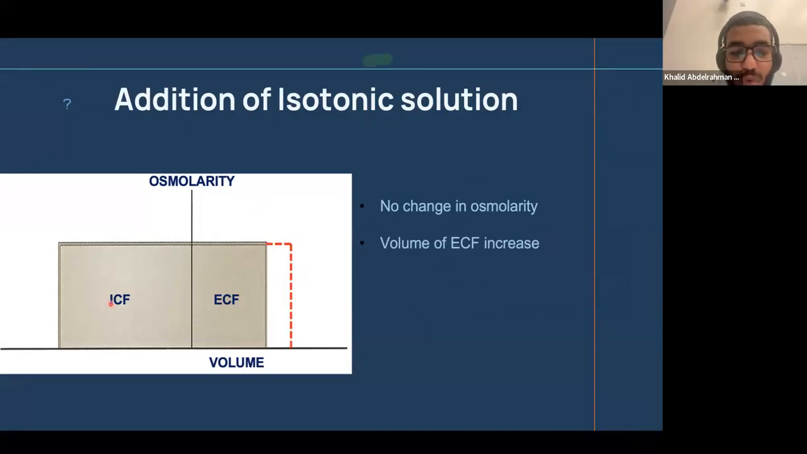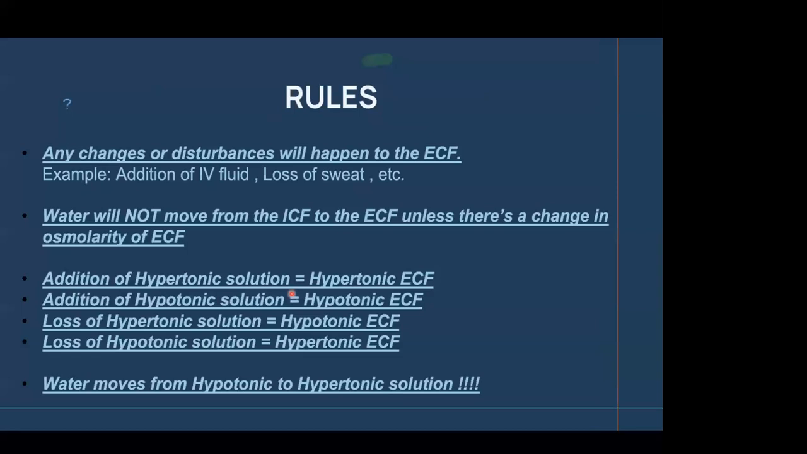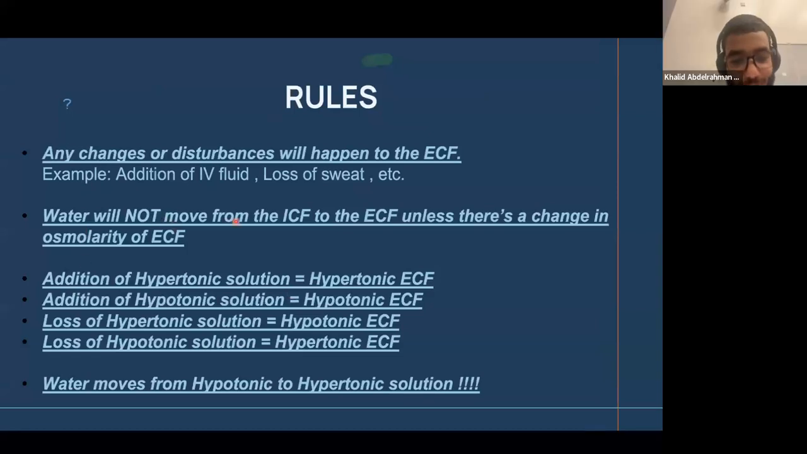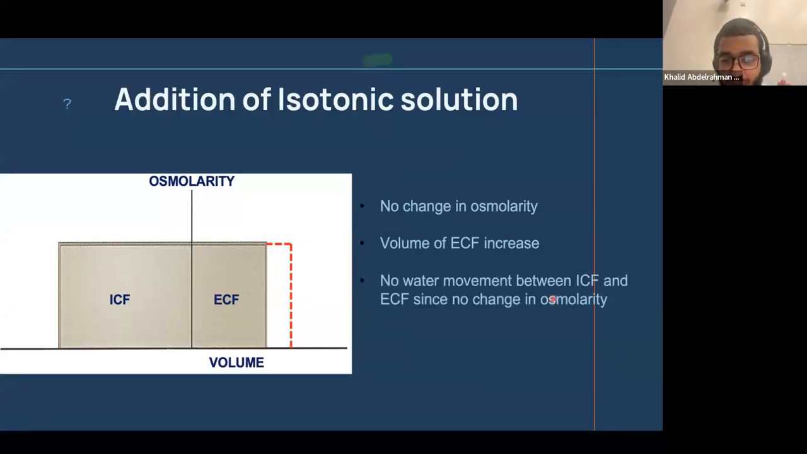And why is there no movement of water from ECF to ICF? You're adding fluid, but osmolarity stays the same. Go back to the rule: water will not move unless there's a change in osmolarity. Since there's no change in osmolarity, there's no compensation and no movement of water. So this is the final graph. Isotonic is simple enough.